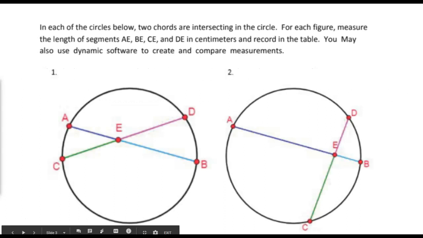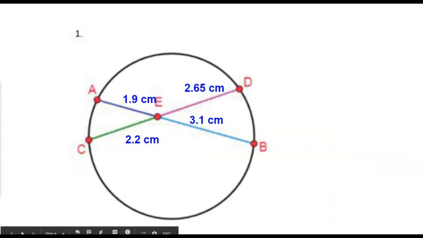In each of the circles below, two chords are intersecting in the circle. For each figure, measure the lengths of segments AE, BE, CE, and DE in centimeters and record in the table. You may also use dynamic software to create and compare measurements. After I measured the first circle, I got the following measurements. What I want to look for are patterns to see if there's any relationship between these segments.